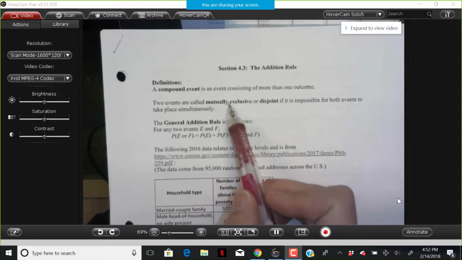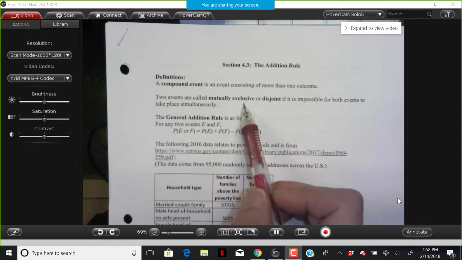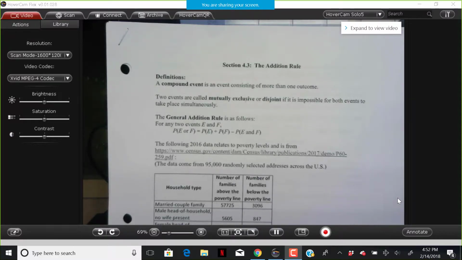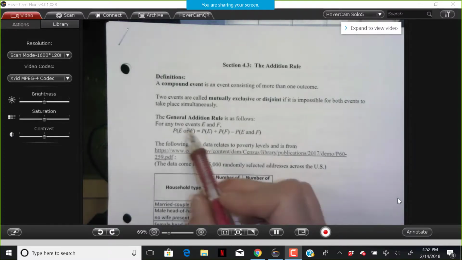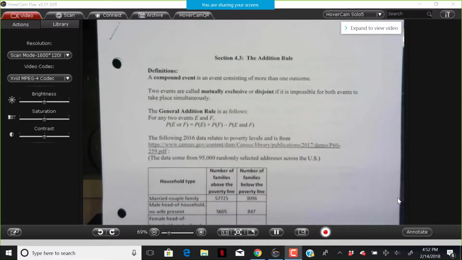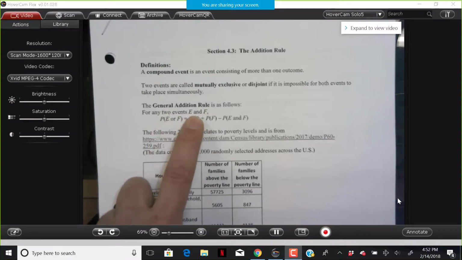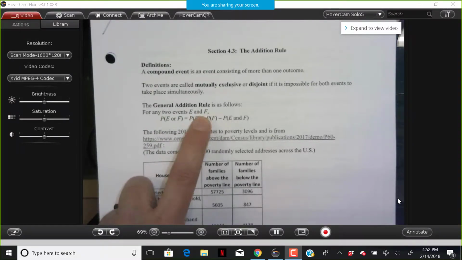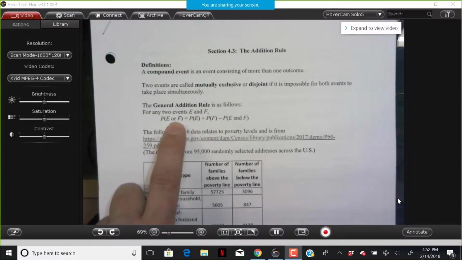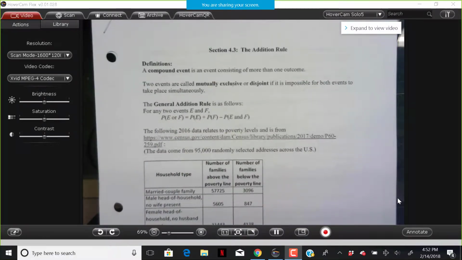We talked about mutually exclusive last time. It's impossible for both events to happen at the same time, or there's no overlap, right? The general addition rule is as follows. So for any two events, E and F, the probability that E or F happens is, okay, so before I look at that formula.